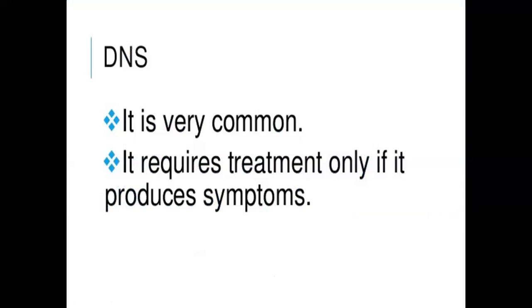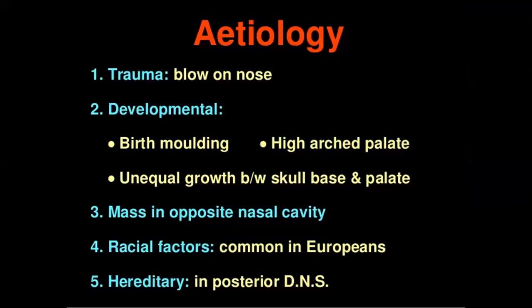Now DNS is very common. It requires treatment if there is any symptom of this. Now etiology. When you study any disease, you have to know the definition. After definition, etiology, the causes. First is congenital, by birth there can be DNS. Then trauma, injury can be there. Birth molding, developmental defect, high arch palate. If the palate is high arch, there will be deviation in the septum.